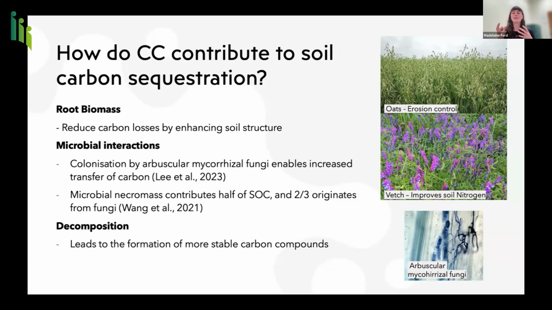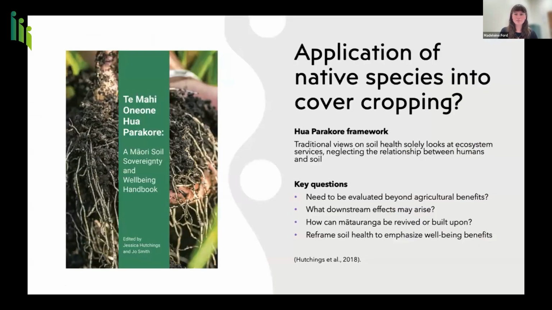And then as well as that, once these plants have grown, they get mulched back into the soil, and it can lead to the formation of more stable soil compounds, such as humus. And then on the right, you can see some examples of cover crops. There's some oats, which are often used for erosion control, and vetch here, which can be used to improve soil nitrogen. And that's an image of some arbuscular mycorrhizal fungi. It forms associations with particular cover crops. And so it's interesting to see whether some crops can improve soil carbon more or less than others, depending on these interactions with the fungi.